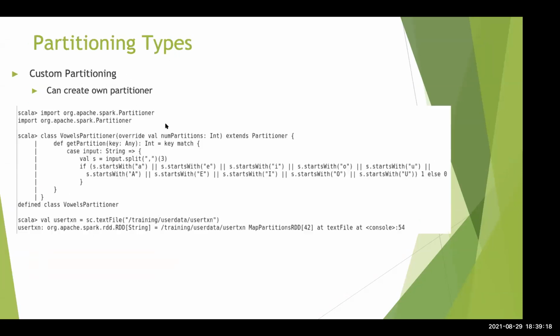So what I'm doing here is I'm getting the last column, which is the third column, which is a city. And I'm saying if the city starts with A, E, I, O, U, or capital A, E, I, O, U, then I return 1, else I return 0. Correct. So I want only 2 partitions, so 1 and 0 will work for me in this case.